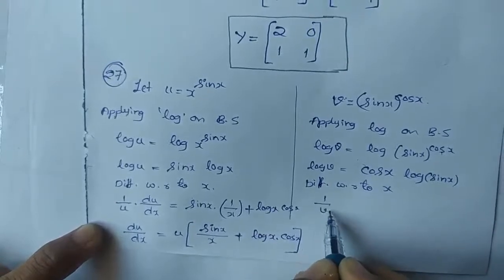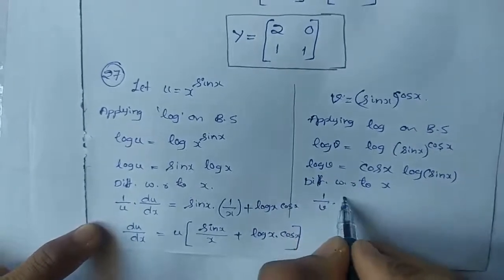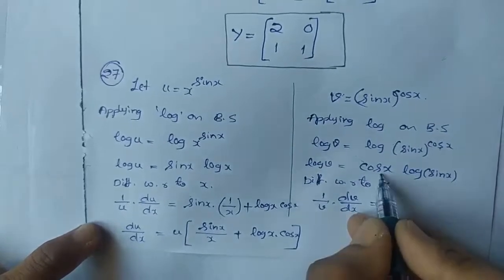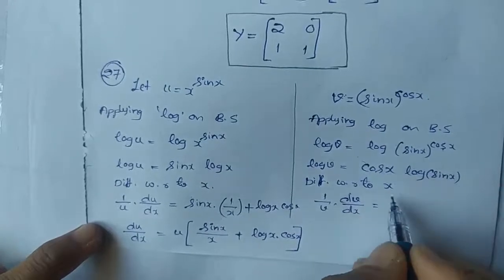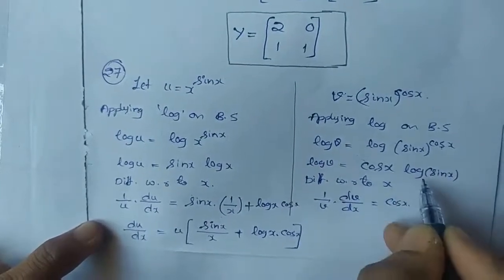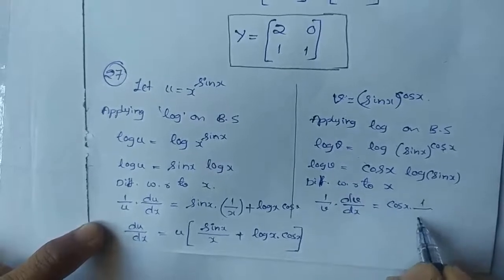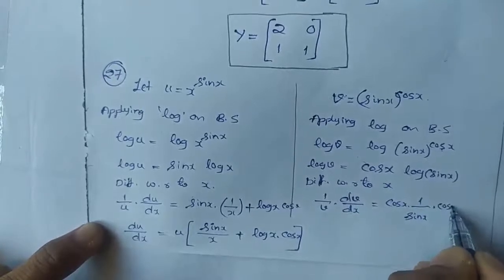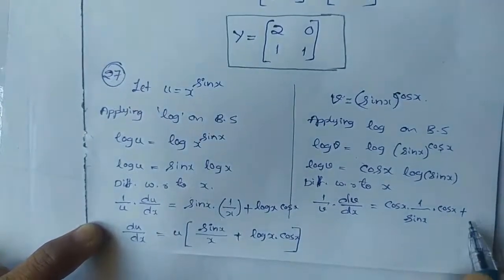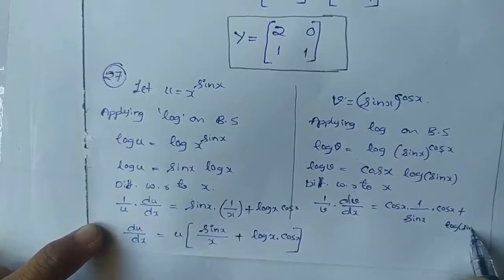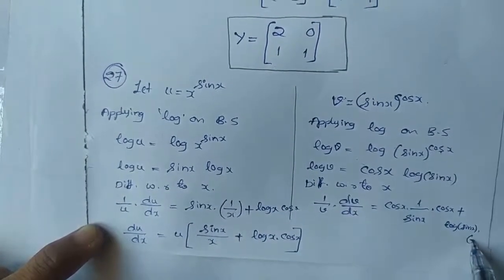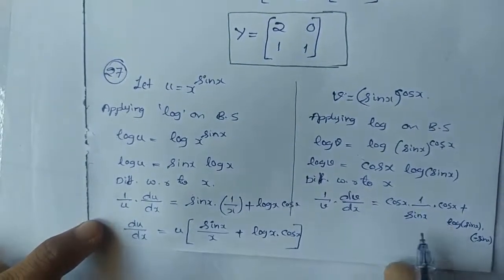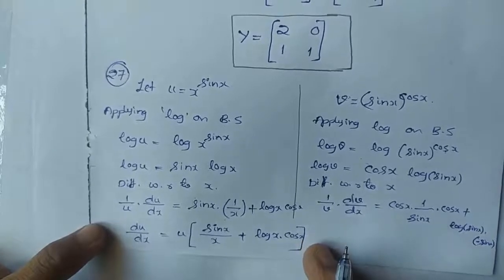Then differentiation of log v is 1 by v into dv by dx, equals, now it is in the product rule: cos x into differentiation of log of sin x, which is 1 by sin x into differentiation of sin x, which is cos x, plus log of sin x, keep it as it is, into differentiation of cos x, which is minus sin x. I don't have more space to write all these expressions, kindly adjust.